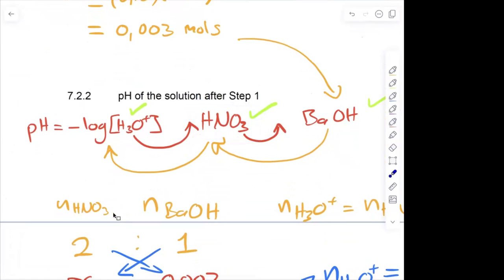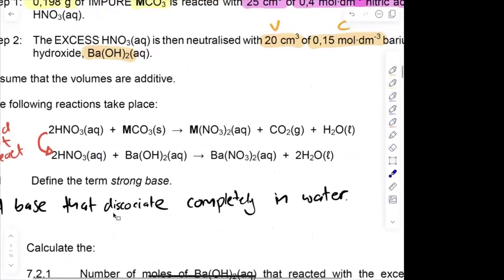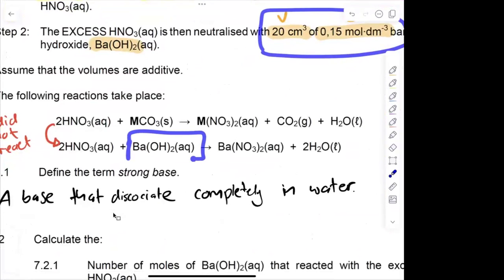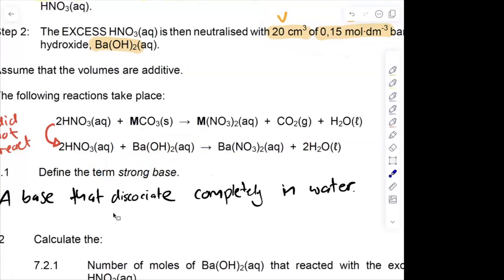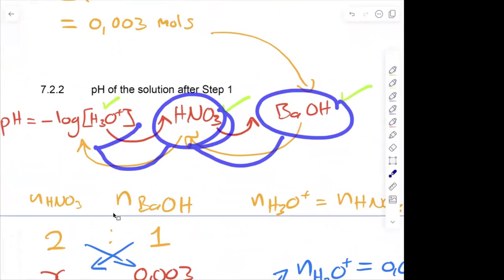But now I don't have a concentration for HNO3. How can I find that? Well, I can always use stoichiometry, because I do have information about the barium hydroxide. That was given to me, and that's what we've got here. So if I use this and use the mole ratio to find that, I now know where I was sitting at the beginning of step 2, which is the same thing as at the end of step 1. Once I can do that, I can find this, that'll help me find this, that'll help me solve for this, which will give me the answer that I'm looking for, pH.